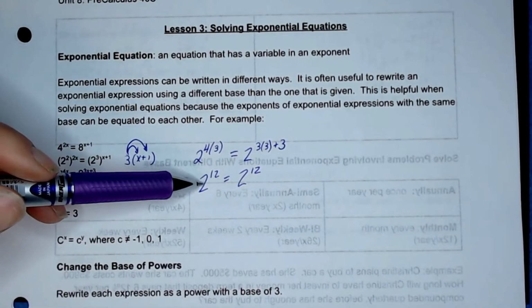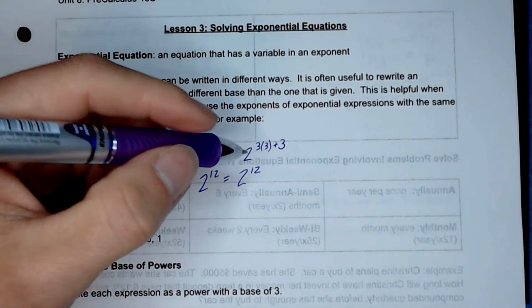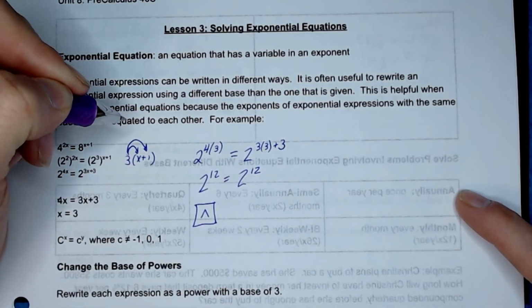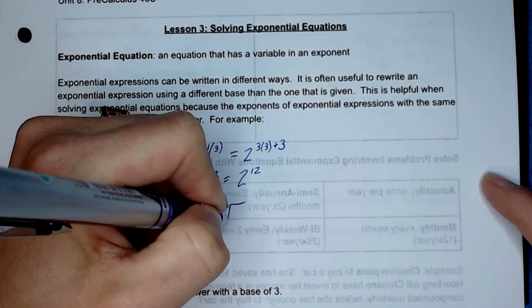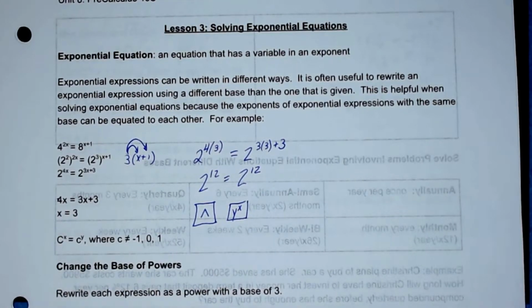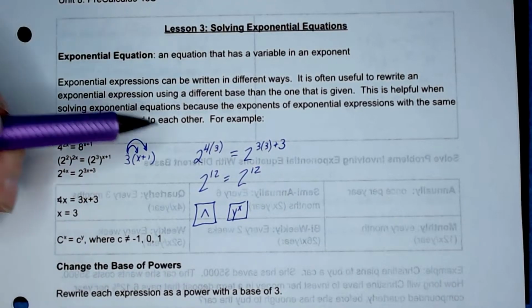You can just punch this into your calculator. You're going to look for one of two buttons. It's either going to be a hat button like that, to the power of, or you might have a y to the x button, whatever that looks like on your calculator. So you can solve this.